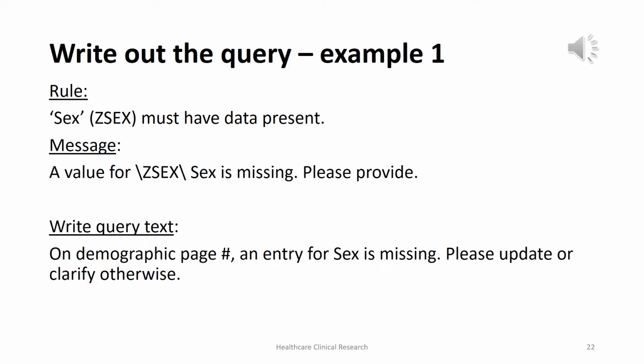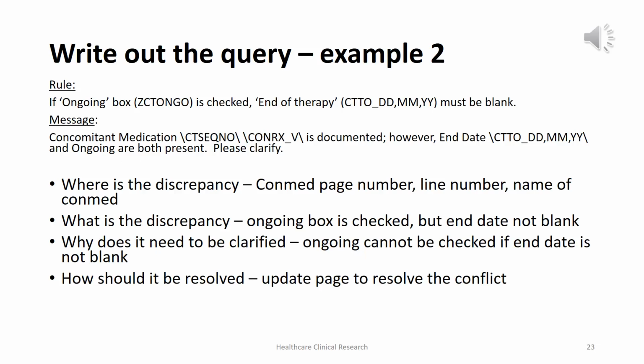So here's how we would write that query. We see the rule, we see the message. Now we're going to massage the message text, and it's going to say on demographic page 1, 2, 3, whichever page that is, an entry for sex is missing. Please update or clarify otherwise. There's nothing leading about that query. We're just asking them to clarify what the sex of the subject is.